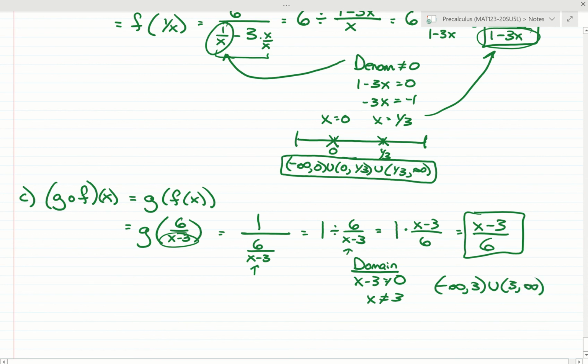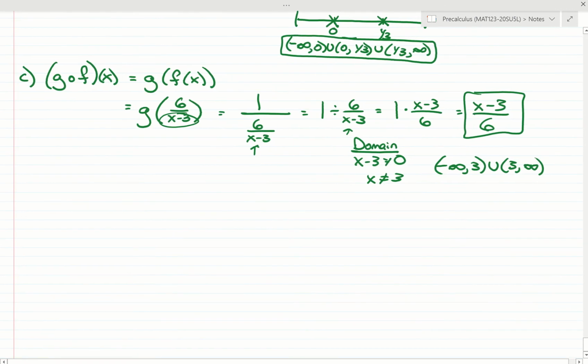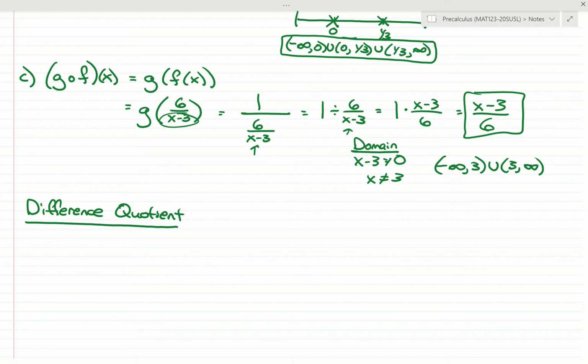All right, and there's one last thing I wanted to talk about. It's called the difference quotient. Now you'll learn more about this in calculus. This actually comes up when you talk about a derivative. And if you've ever heard that word before, derivative just means a fancy word for slope. It's the slope of a tangent line at a point.